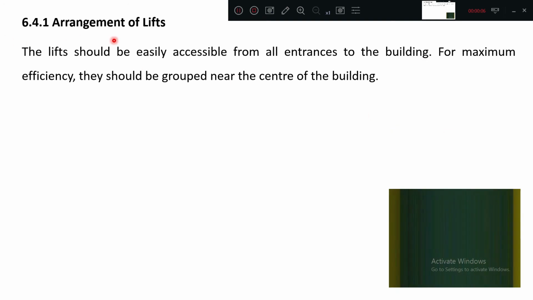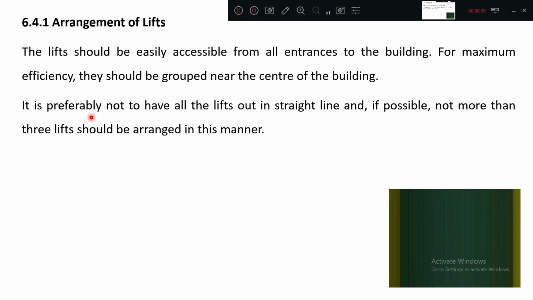Now, next is the arrangement of lifts, whether opposite, singular, linear, or circular. The lift should be easily accessible from all the entrances. For a building or an apartment, there may be a larger number of openings or entrances, so every entry should lead to the lift space, the lift position. For maximum efficiency, the lifts should be grouped near the center of the building. That is very important, near the center of the building.